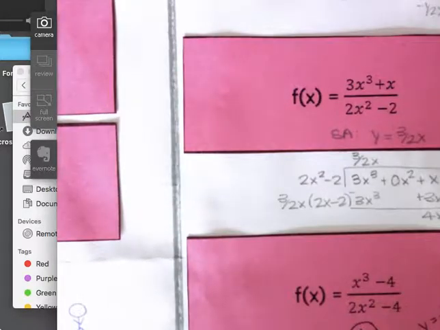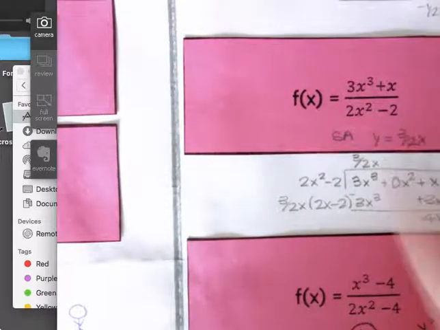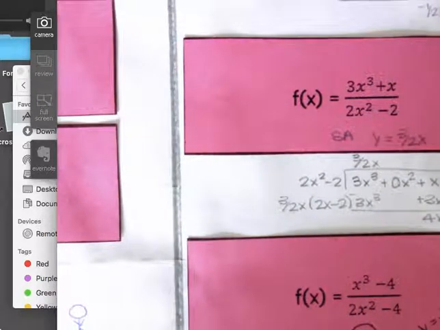Okay, so in the next one, if we have 3x cubed plus x over 2x squared minus 2, you're going to again divide that numerator by that denominator. And again, you don't really care about your remainder. All that you care about is what you have as your quotient. So in this case, we have 3/2 x. So your slant asymptote is y is equal to 3/2 x.